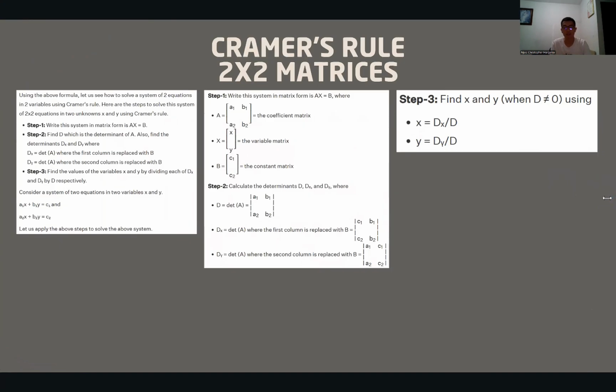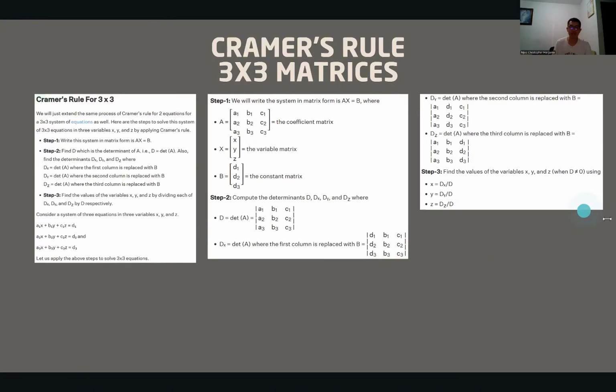So next one, the 2x2 matrix. We use the system AX = B. The A is used for the coefficient matrix, X for the variable matrix, and B for the constant matrix. After completing all those, the coefficient matrix gives the determinant of A, and we use Dx for the constant matrix to determine the values of x and y.